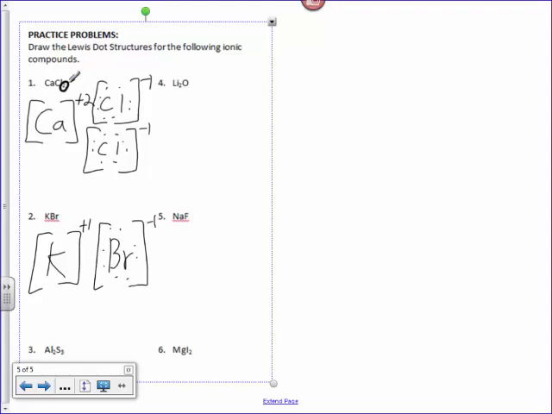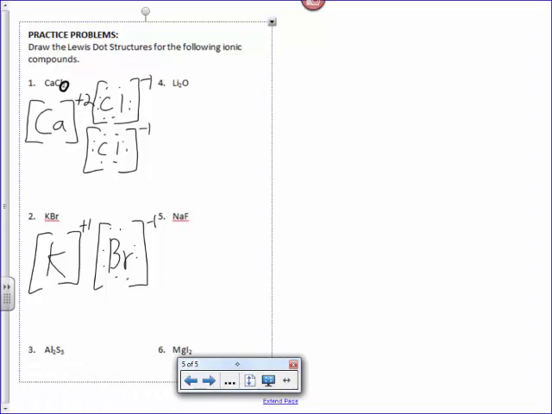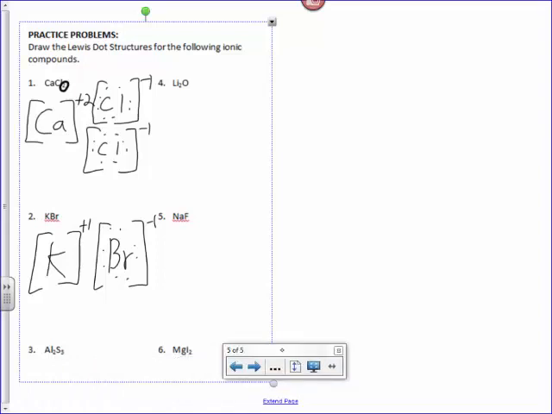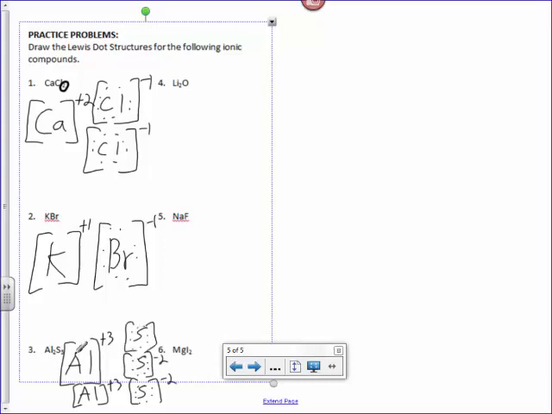Now aluminum sulfide is kind of tricky. First off, you see you need 2 aluminums. So you can draw each of your aluminum, no dots, with its +3 charge each time. And then you can draw all your sulfurs. Now remember here, each sulfur ends up with 8, so it's going to have a -2 charge on all of these. Okay, and there's a bunch of different ways you could have drawn that. But as long as they're close together, I'm fine with that.